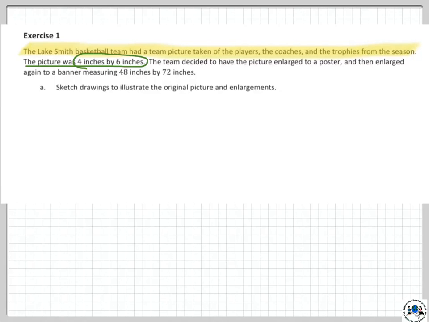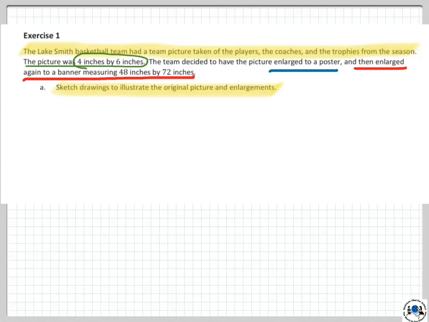Do the best you can. Pause after when I tell you to pause. Do the best you can, and then come on back and do the best you can to persevere. Come on back, and we will go through it all. But anyway, let's go ahead and get you started here. So the original picture was 4 inches by 6 inches. Now the team decided to have the picture enlarged to a poster, and then enlarged again to a banner measuring 48 by 72 inches.